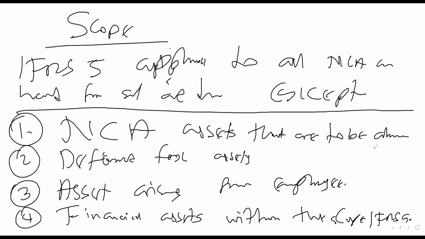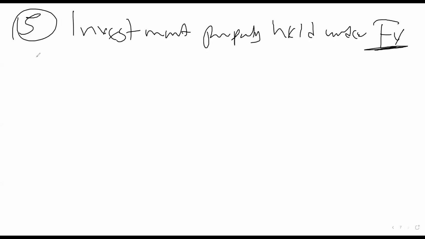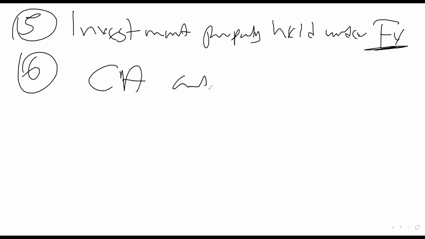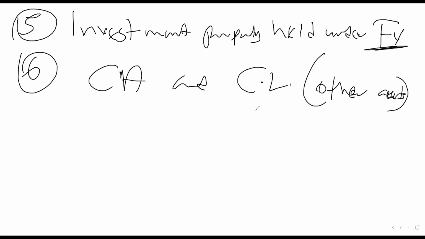Good. Now there are 3 things. Current assets and current liabilities are also not qualified. Then I'm done. Current assets and current liabilities also don't qualify to be classified under non-current held for sale. There's something I call net assets or other assets. If you see the word other assets, it will refer to this. Do not classify them.